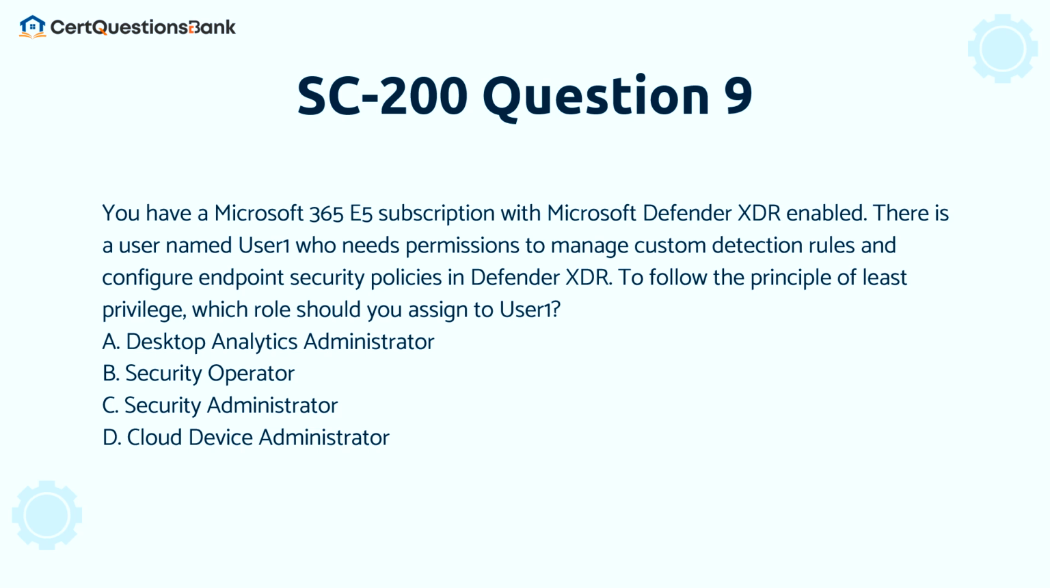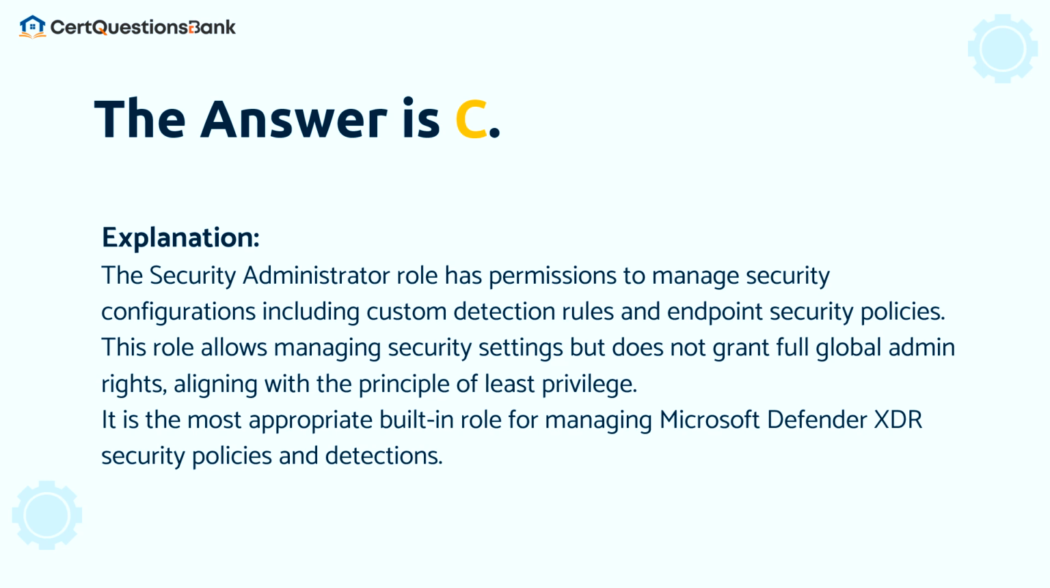You have a Microsoft 365 E5 subscription with Microsoft Defender XDR enabled. There is a user named User1 who needs permissions to manage custom detection rules and configure endpoint security policies in Defender XDR. To follow the principle of least privilege, which role should you assign to User1? A. Desktop Analytics Administrator. B. Security Operator. C. Security Administrator. D. Cloud Device Administrator. The answer is C.